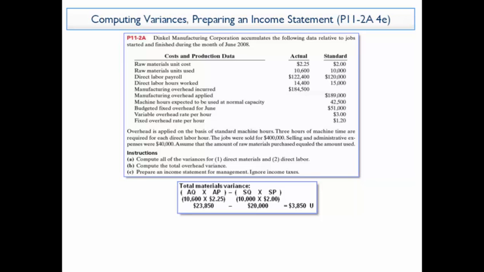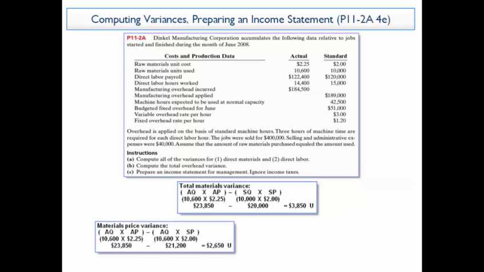Well, let's break that down into price variance and quantity variance. To determine the price variance, you take the actual quantity times the actual price and compare that to the actual quantity times the standard price. So when we drop in the numbers, the only number that changes is the actual price of $2.25 versus the standard price of $2. So actual quantity times actual price is $23,850. Actual quantity times standard price is $21,200. We have a $2,650 unfavorable variance.